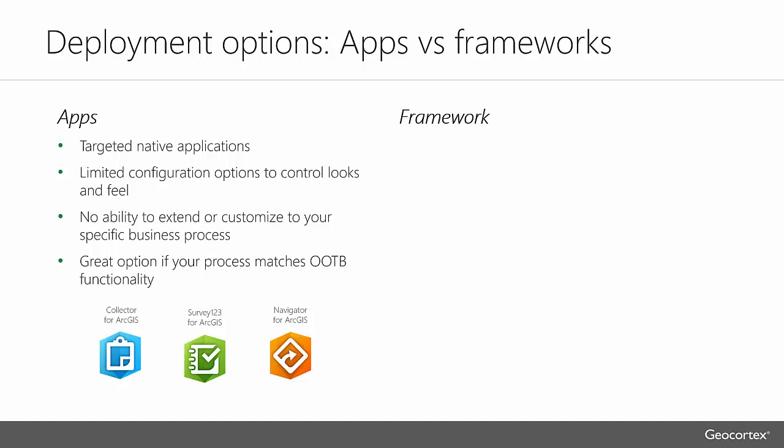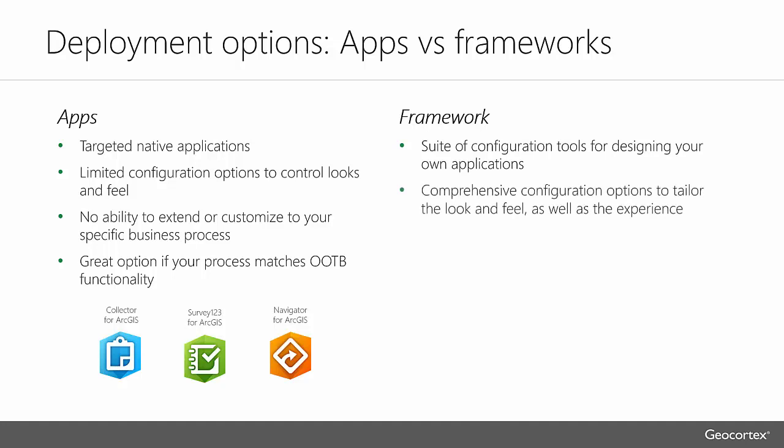Now on the other side, we have frameworks. So how do these differ? Instead of being a targeted application, it's a suite of configuration tools for designing your own native applications. So you get to build your own. Comprehensive configuration options let you tailor the look and feel, but also the experience. So it makes them extensible. You can integrate with other systems and tailor it to your business process rather than tailoring your process to the technology.